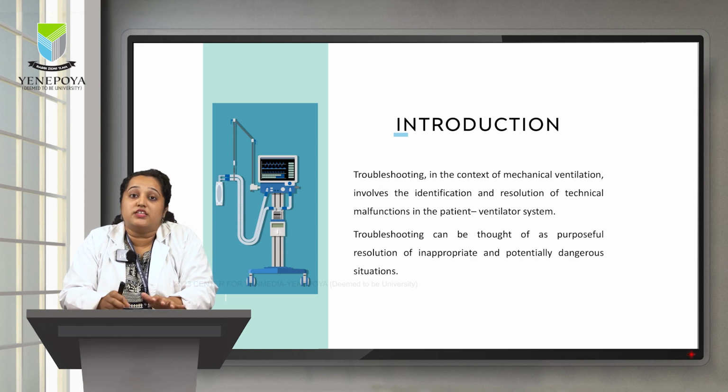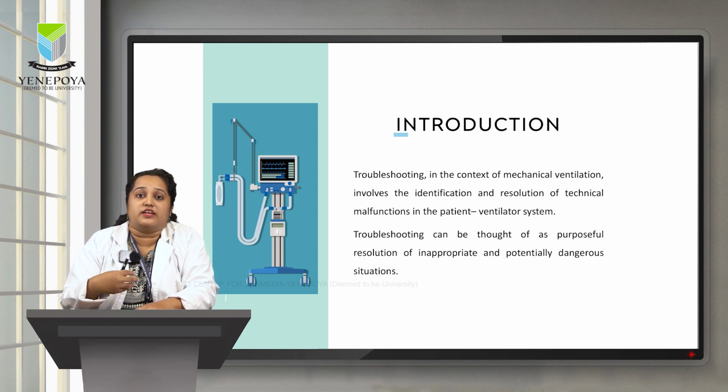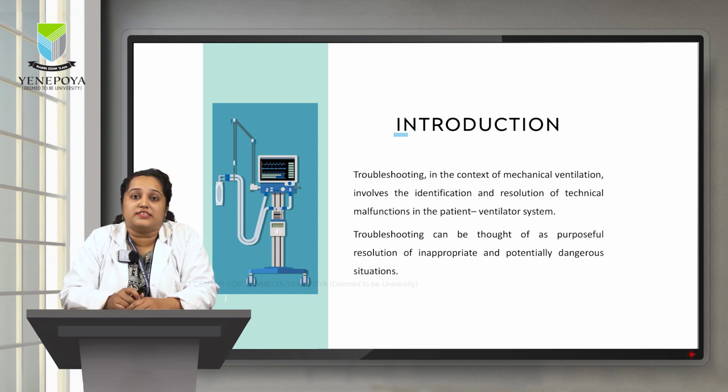Now, troubleshooting in the context of mechanical ventilation involves the identification and resolution of technical malfunctions either in the patient or the ventilator system. Usually, whenever there is some problem arising from the ventilator or there are some alarms, a very common thing to do is to go and silence the alarm. But we are not supposed to do that because it is going to harm our patients. So let's see how we can troubleshoot the various problems that arise during mechanically ventilating a patient.